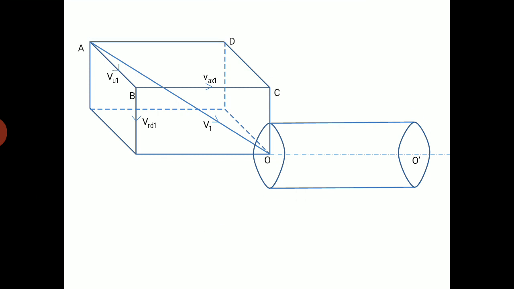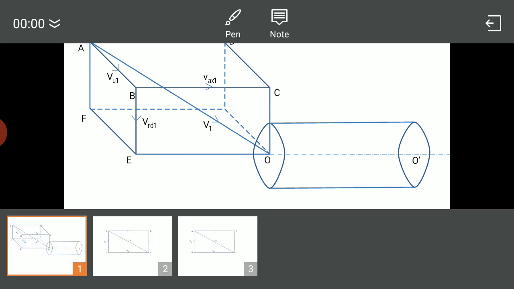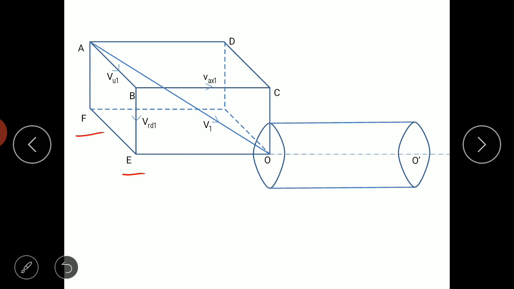Moving further, we'll consider this face ABCD. AB is nothing but V1, the tangential velocity component, and BC is Vx1, the axial velocity component. Similarly, CD will again be V1, and AD will be Vx1. Next, we will consider this face ABEF. I hope you can see this. In ABEF, AB is VU1, BE is VRD1, EF is VU1, and AF is VRD1. Why we are considering this, I'll explain.